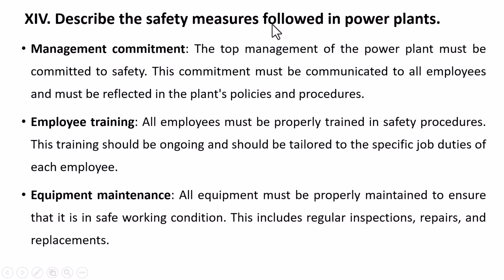Describe the safety measures followed in power plants. First one is the management commitment. The top management of the power plant must be committed to safety. This commitment must be communicated to all employees and must be reflected in the plant's policies and procedures. Employee training. All employees must be properly trained in safety procedures. This training should be ongoing and should be tailored to the specific job duties of each employee.